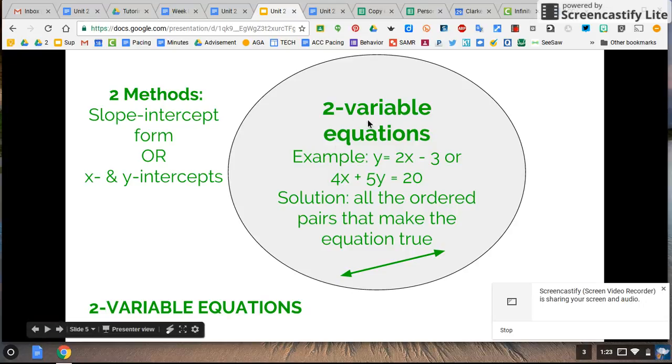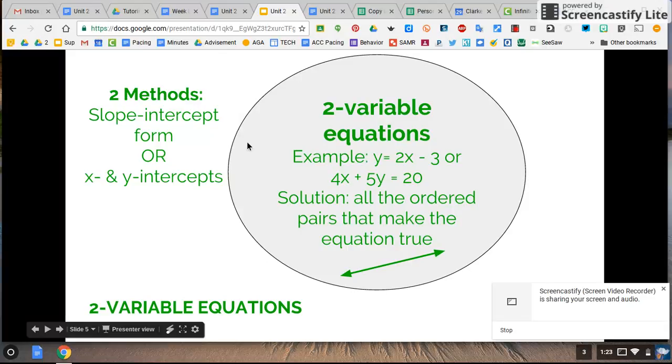Next, we went to two variable equations. Here you have two different examples. y equals 2x minus 3, which is in slope-intercept form, or 4x plus 5y equals 20, which is in standard form. The solution is all the ordered pairs that make the equation true. So when you plot all of these ordered pairs together, they end up making a straight line.